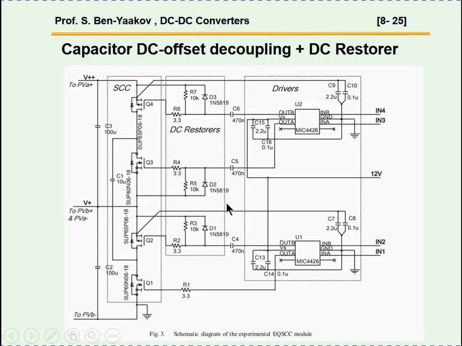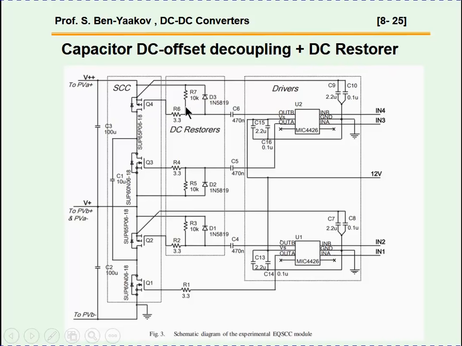Another possibility to use this DC restorer is in cases when you have an offset. This is an example. I'm not going into all of it. It's kind of complex. Let's talk just about this transistor. This is a P-channel transistor. This is its source. This is a fixed potential, which is higher, of course, than ground. This is ground, this is ground, this is ground. This is a higher potential. And we have to switch on this transistor.